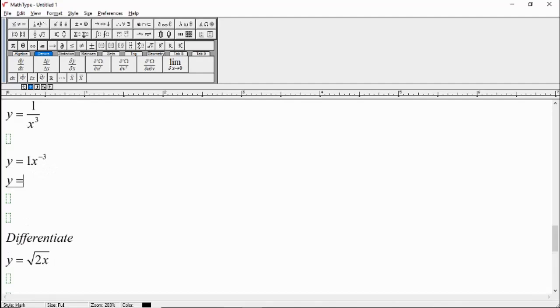So y is equal to x to the power of minus 3. And we just do the same process how we did with the other questions. We differentiate, we multiply by the power, and then we subtract the power by 1. So minus 3 multiplied by x is minus 3x. Minus 3 minus 1 is minus 4.